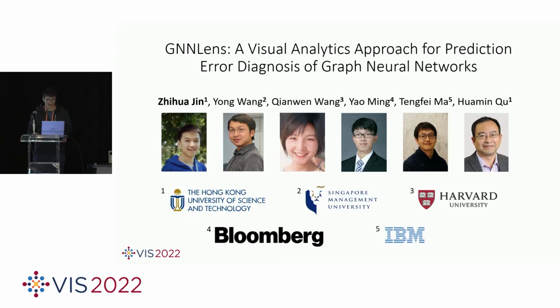Hello, everyone. I'm Zhihua Jin, a fourth-year PhD candidate from the Hong Kong University of Science and Technology. Today, I will present the paper GNN Lens, a visual analytics approach for prediction error diagnosis of graph neural networks. This is joint work with Singapore Management University, Harvard University, Bloomberg, and IBM.